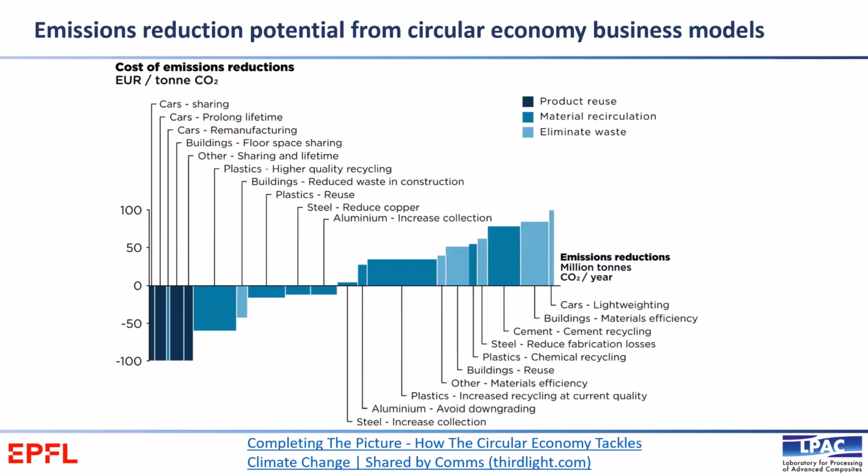This is a graph which looks at the cost of emissions reductions here, okay, by the amount of emissions we can reduce, and that's the area of the column. If it's negative, it's a cost save. If it's positive, you have to spend money. So by, in dark blue, reusing a product, in mid blue, recirculating it, and in light, eliminating waste, by following a circular approach in cars, sharing, lifetime, remanufacturing, plastics recycling, a lot of these actually save money, not even spending money, okay? It's low-hanging fruit.